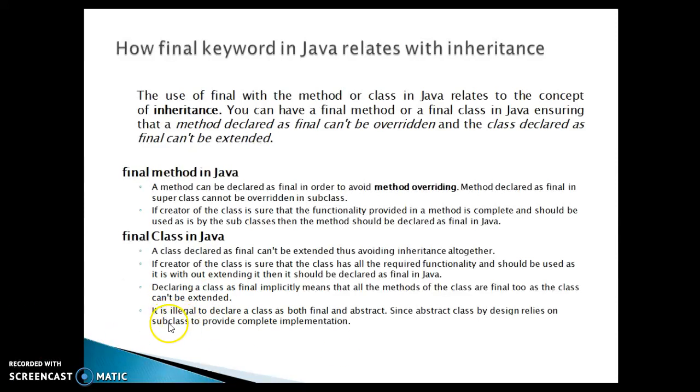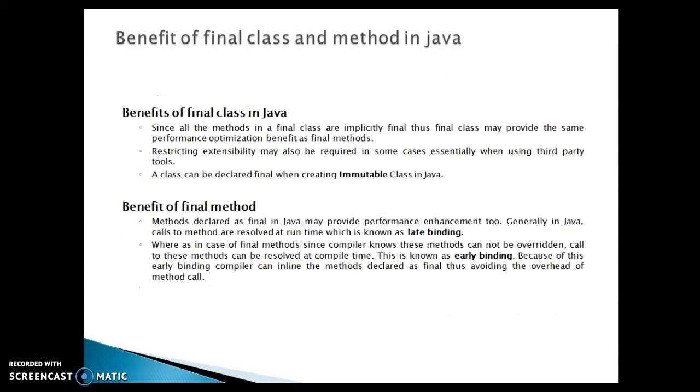Now one important point, it is illegal to declare a class as both final and abstract, right? Since an abstract class by design relies on the subclasses to provide the complete implementation. So you cannot declare a class as final and abstract at the same time, because an abstract class should be extended to complete the functionality and final cannot be extended. So there is a contradiction. That's the reason you cannot apply both keywords at a time on a class.